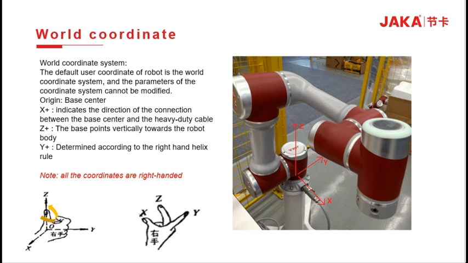The coordinate systems of Jaka are right-hand coordinate systems. Use your right hand: make sure your thumb points in the direction of our x, your middle finger points in the direction of our z, and your index finger points in the direction of our world y-axis.